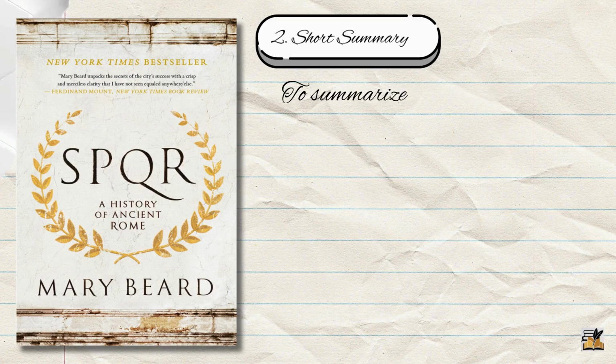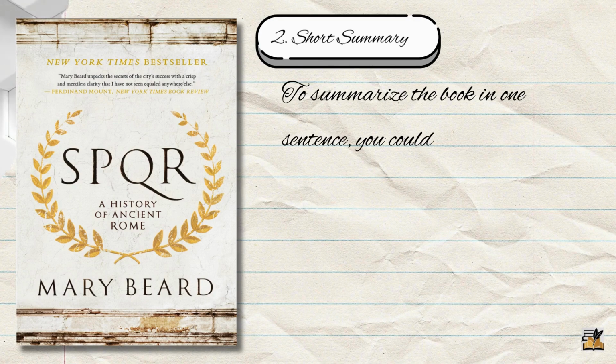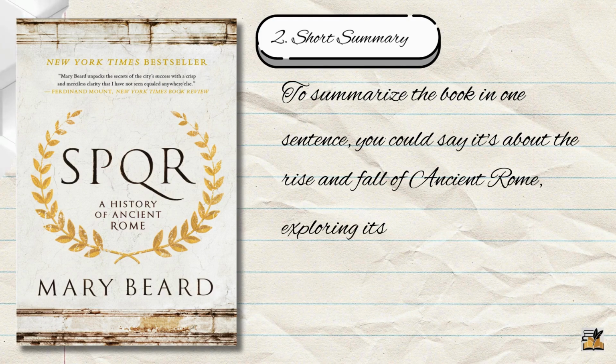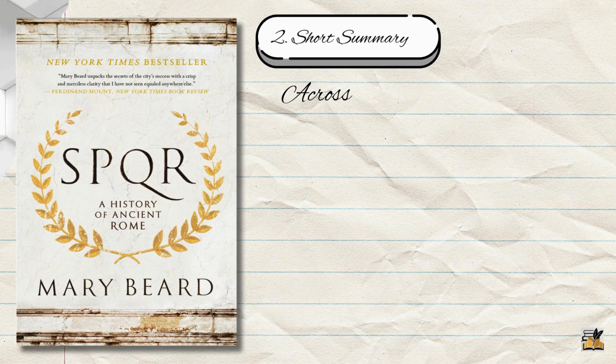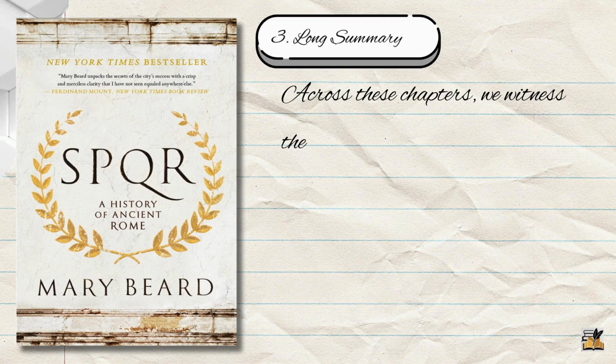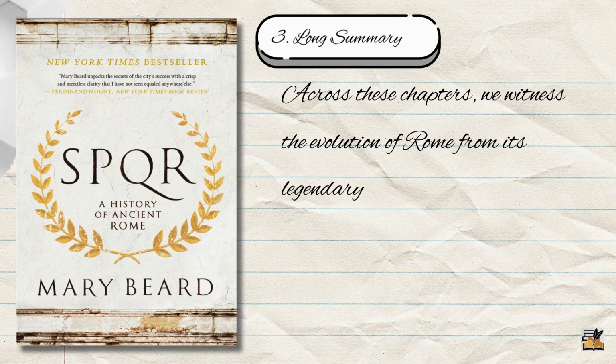To summarize the book in one sentence, you could say it's about the rise and fall of ancient Rome, exploring its political intrigue, cultural achievements, and the evolution of Roman citizenship from the Republic through the Empire, culminating in the universal grant of citizenship by Emperor Caracalla in 212 CE. Across these chapters, we witness the evolution of Rome from its legendary origins to the far-reaching implications of imperial rule.